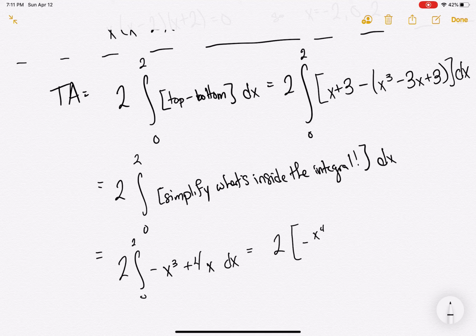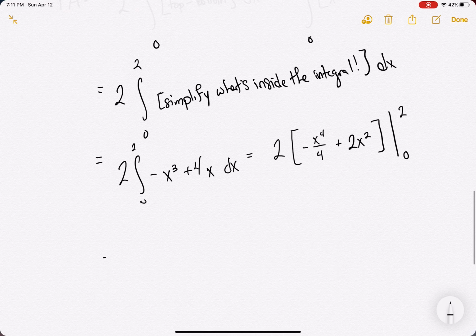Okay, so 2, I can integrate negative x cubed with a power rule. It's negative x to the 4th over 4. And 4x with the power rule is just 2x squared. From 0 to 2, plug in 2.